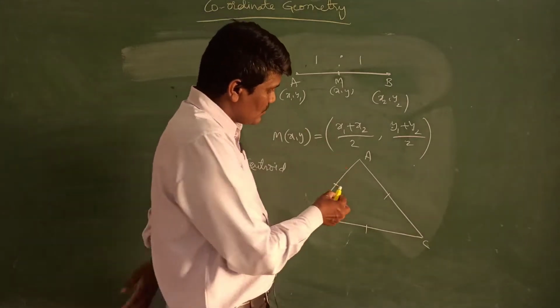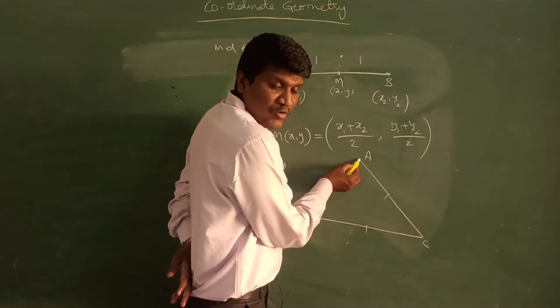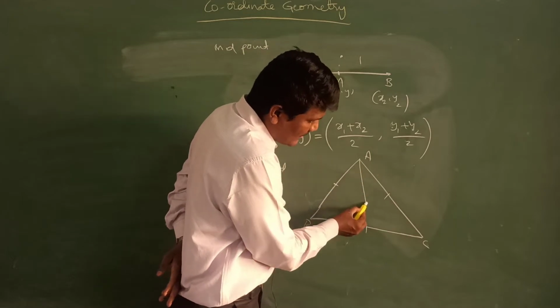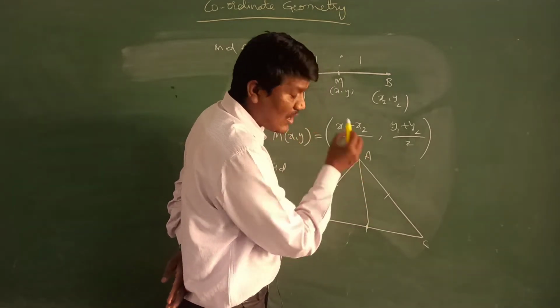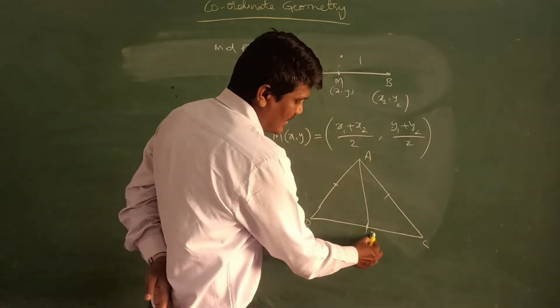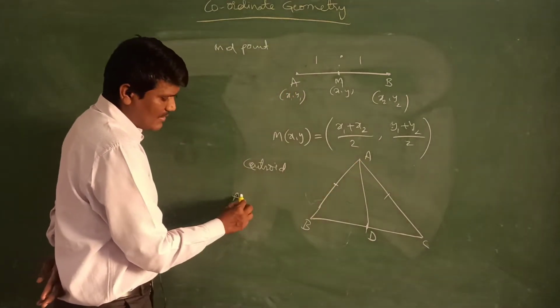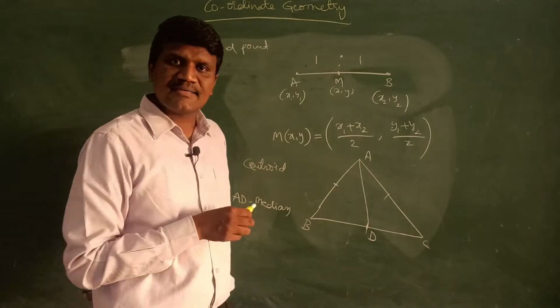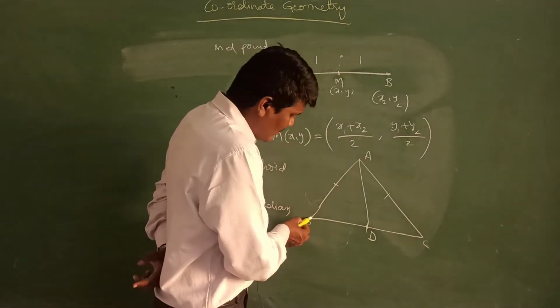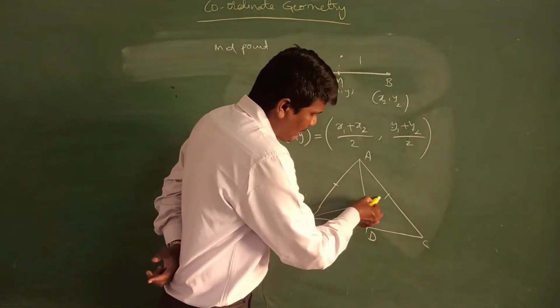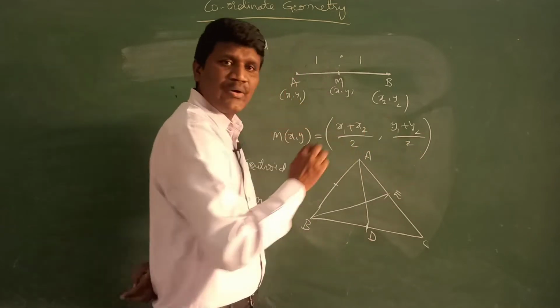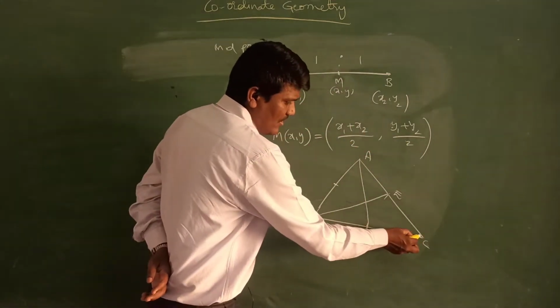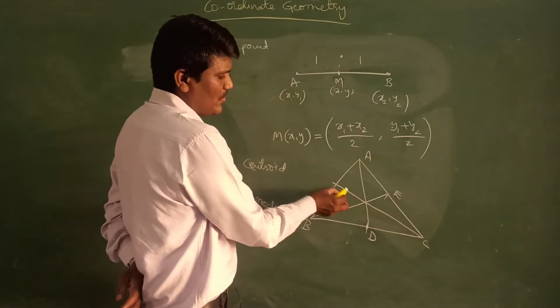Okay, now draw a line from a vertex to the midpoint of the opposite side, that is a median. What do we call this? Suppose AD. What is AD? AD is a median. Like this, from here also BE is also a median, CF is also a median.